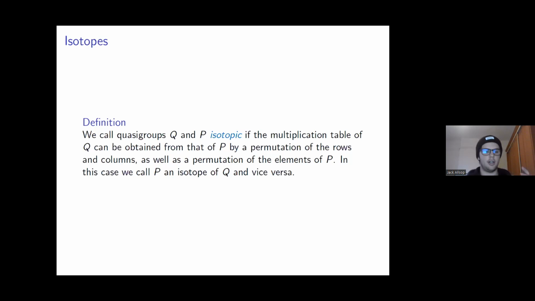And you can notice that if Q and P are finite quasi-groups, then this definition is equivalent to saying that Q and P are isotopic if their multiplication tables are isotopic as Latin squares. And if Q and P are loops, then we call them isotopic if they're isotopic as quasi-groups. And in this case, we call P a loop isotope of Q and vice versa. And we know that every quasi-group is isotopic to at least one loop.